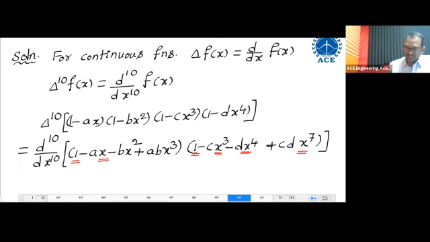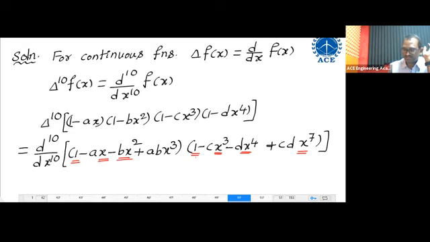x into 1, x into x cube, x power 4, x into x power 4, x power 5, x into x power 7, x power 8. Ten times the differentiation of x power 8 is 0.